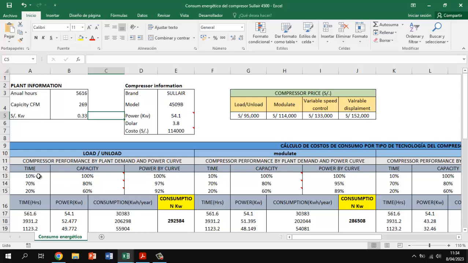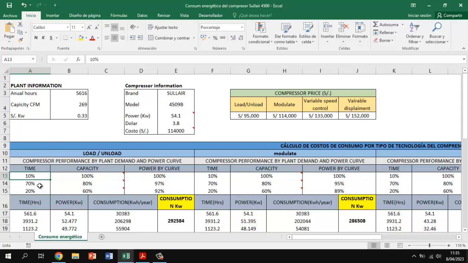percentage in time: 10 percent, 70 and 20. What does it mean? That 10 percent of all the working hours represent that you are going to work at your full capacity. Just 10% of the time you are at full 100% capacity.